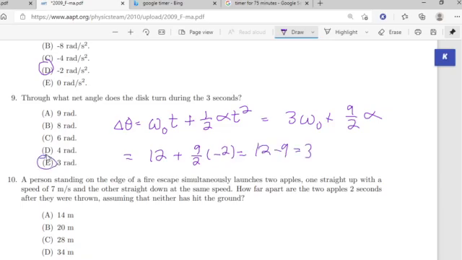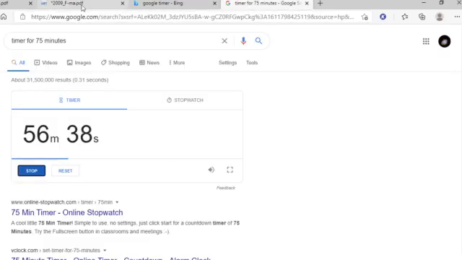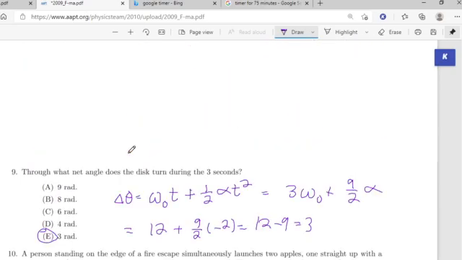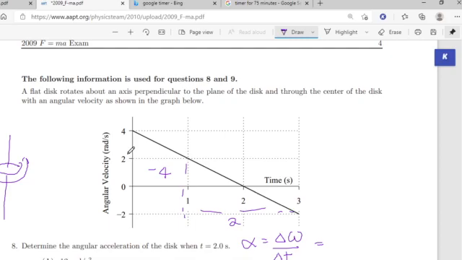So 3 radians. Okay, let's see how we're doing on time. Not bad, so less than 20 minutes, and almost 10 questions. I think I skipped one, but whatever.